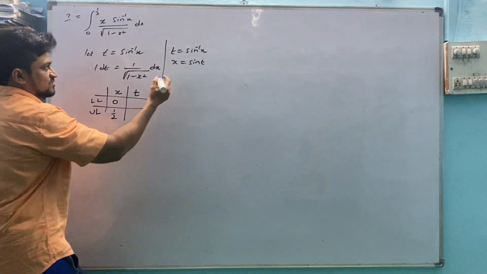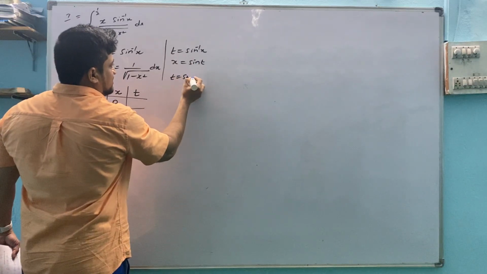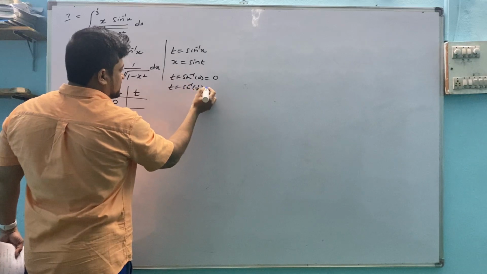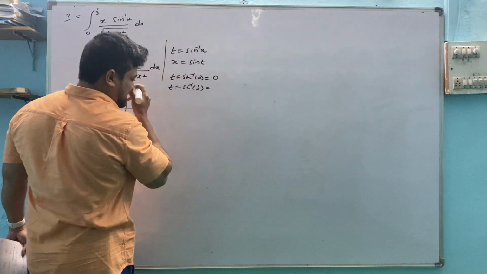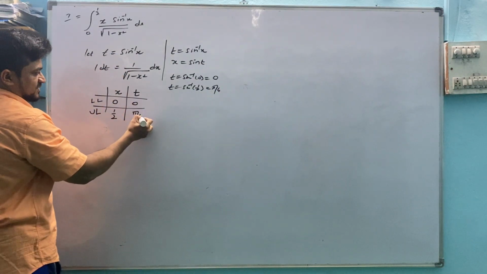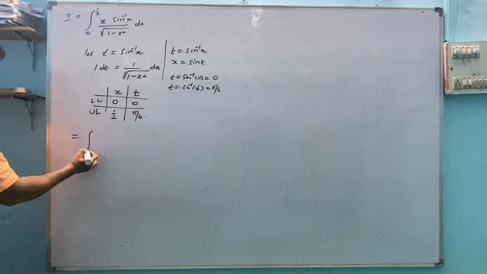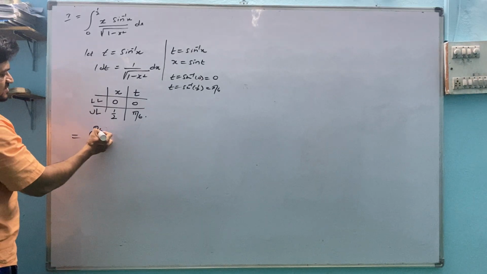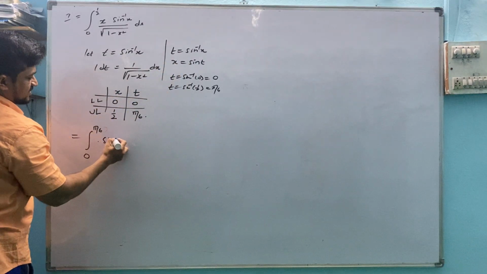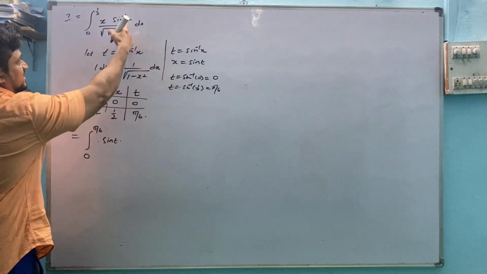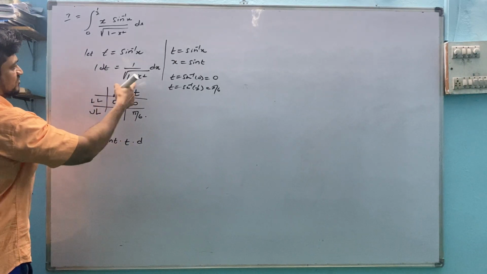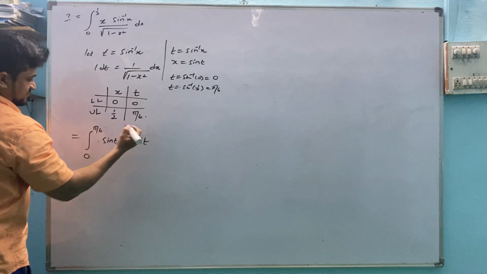Sin inverse 0: t = sin inverse 0 means sin 0 is 0. Sin inverse half: sin 30, and 30 means pi by 6. So the limits are 0 to pi by 6. So I is equal to integral 0 to pi by 6 of x, which is sin t, into sin inverse x, which is t, and 1 by root over 1 minus x square dx is 1 dt.